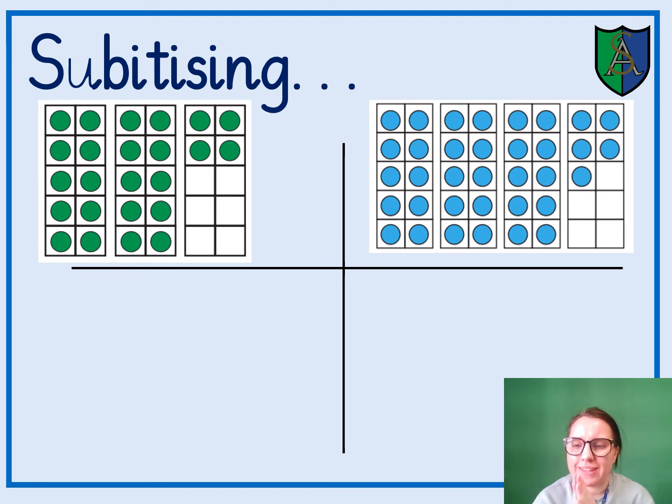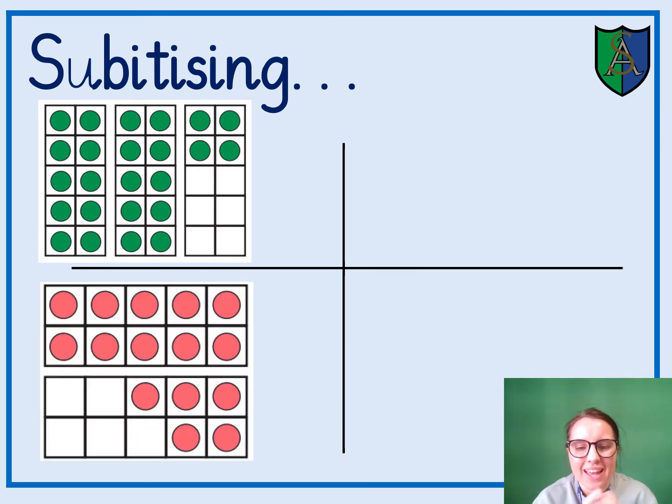So we've got 3 tens frames that are full, and 1 which looks half full. So we know that we've got 10, 20, 30, and then if the tens frame is half full, we know it's 5, isn't it? Because half of 10 is 5. So we know that that one is 35.